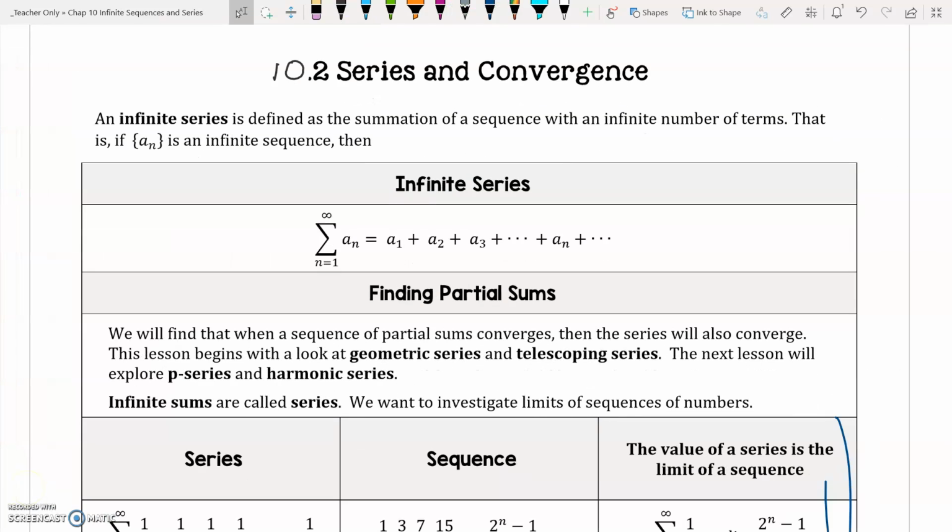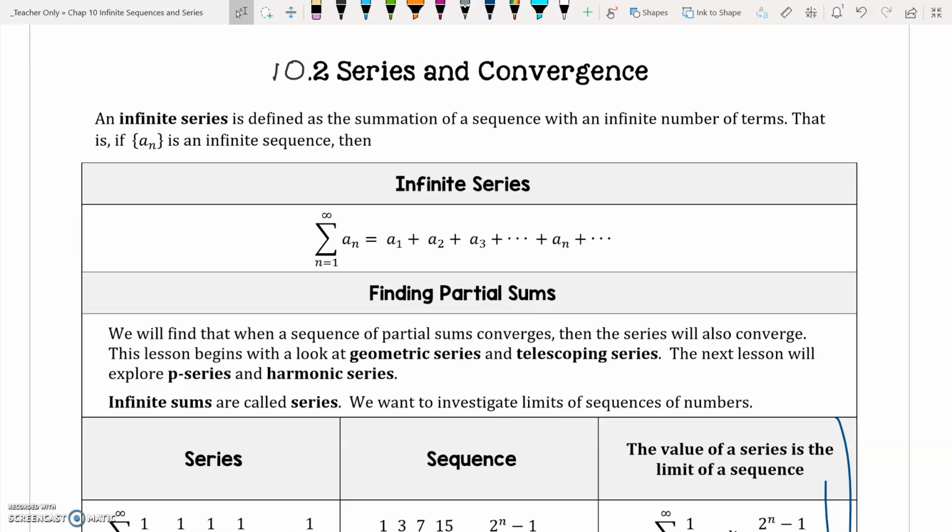This is part 1 of section 10.2, Series and Convergence. In this section, we're going to define what an infinite series is and its relationship to a sequence, and we're going to start talking about what it means for a series to converge.